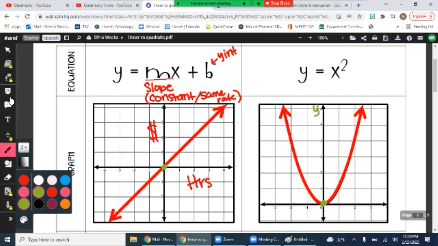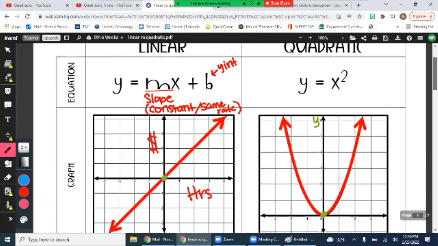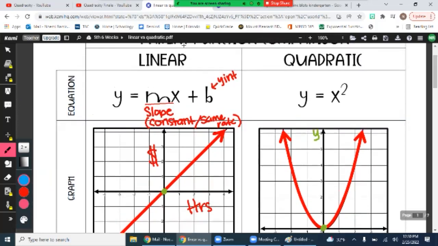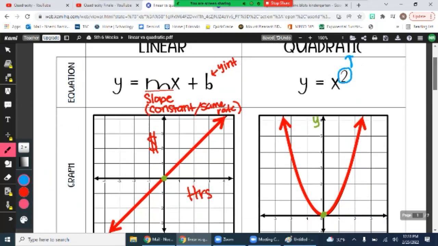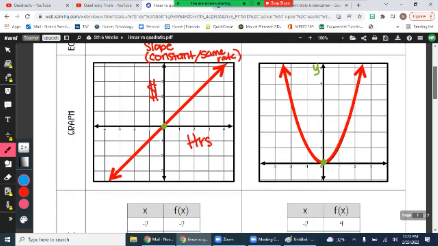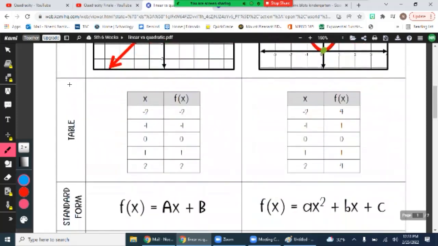Now, what did I tell you whenever we were factoring? What did I tell you made a quadratic function? The squared. When you have a polynomial, it doesn't matter if it's a binomial or a trinomial. If the highest exponent in the whole equation is a squared, that's what makes it a quadratic function. That's what makes that U shape. Now let's look at the values. Let's look at the table. That way you can get a little bit more visual.